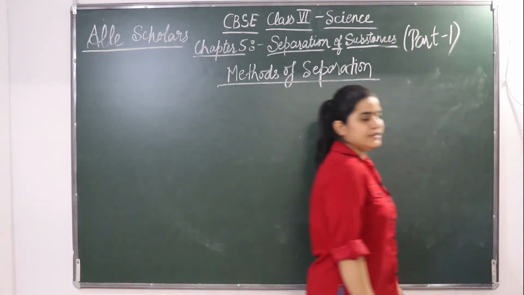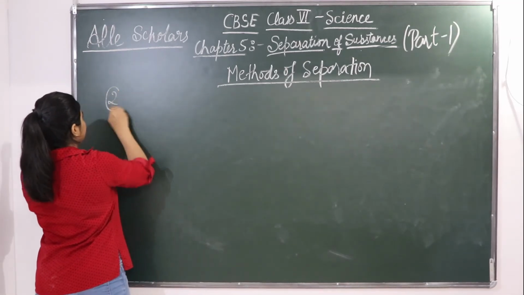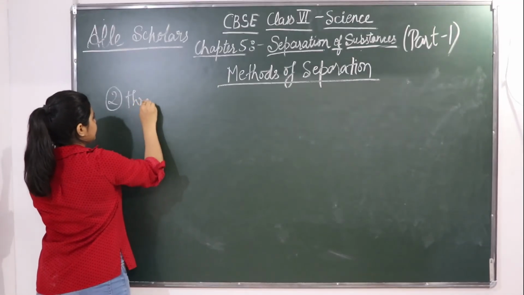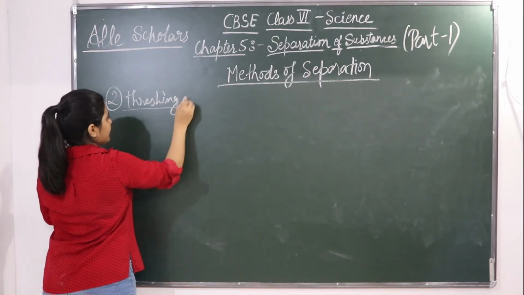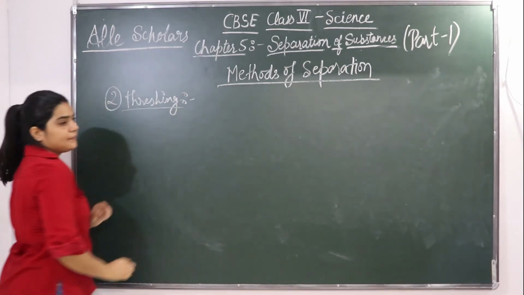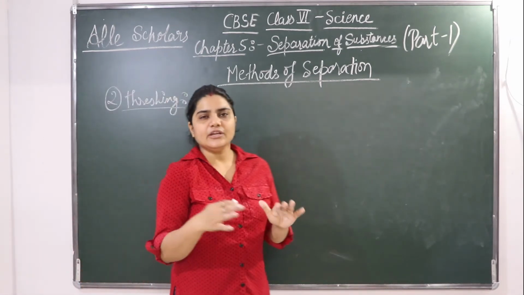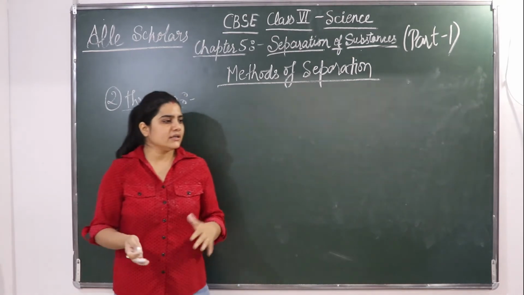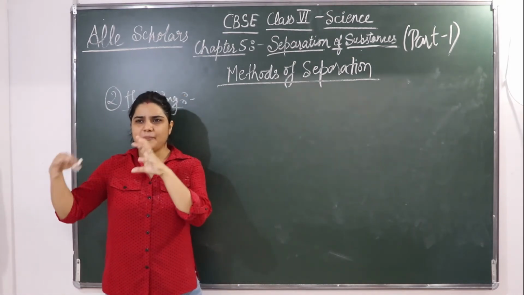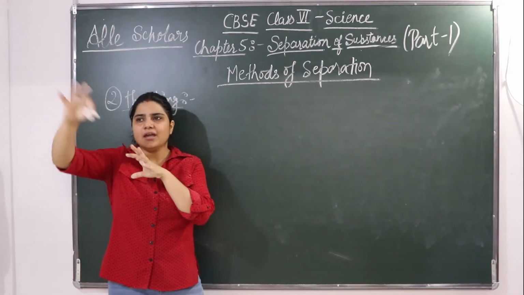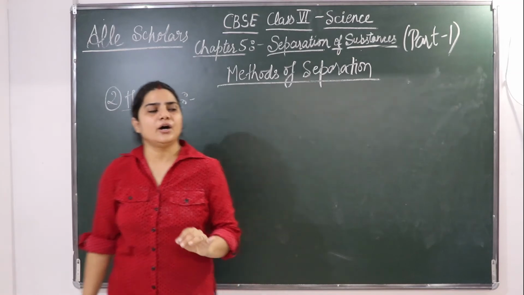So the next method is threshing. Second is, okay. So you must have seen bundles of wheat or paddy stalks lying on a field. कभी तो आपने देखा ही होगा कि wheat या paddy के बहुत सारे stalks हैं जो कि field में एक stalk बना के रखा हुआ है.